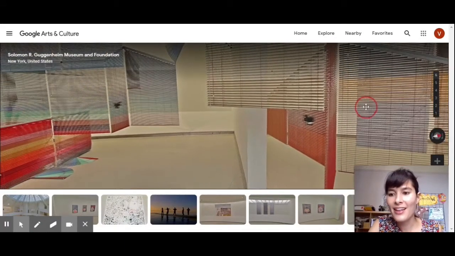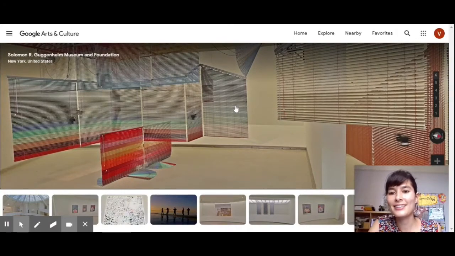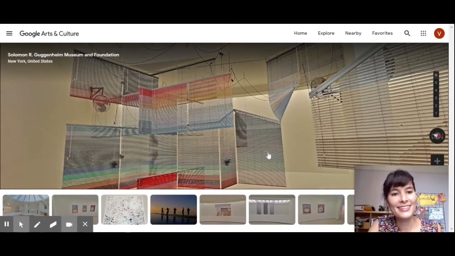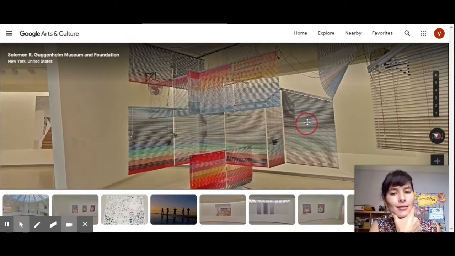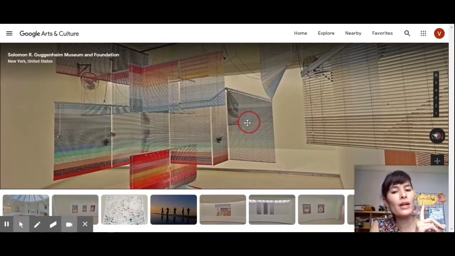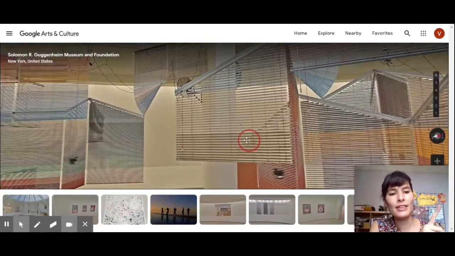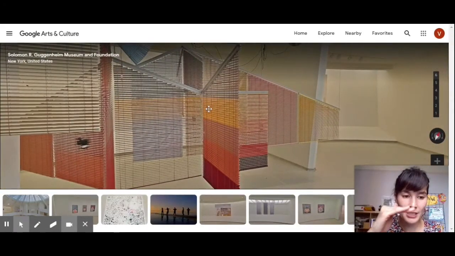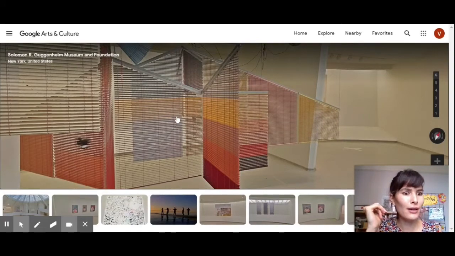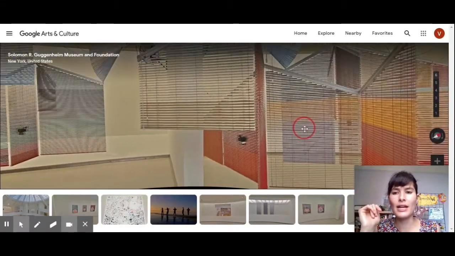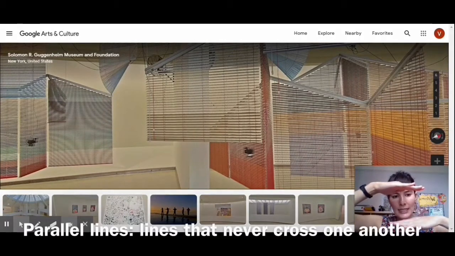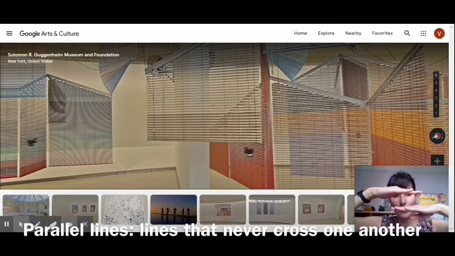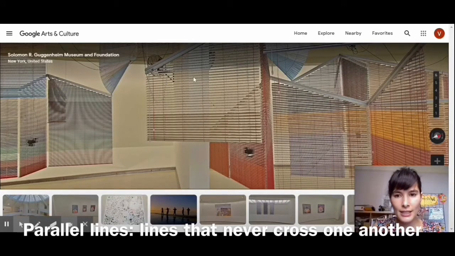Whoa! This is a cool piece. What do you think this piece is made out of? Any ideas? First, what element of art are you seeing a lot right now? I'm seeing a lot of line, a lot of perpendicular and parallel lines. Parallel means like stacking like this, like they'll never cross. So they're the same angle. All of these lines are parallel.